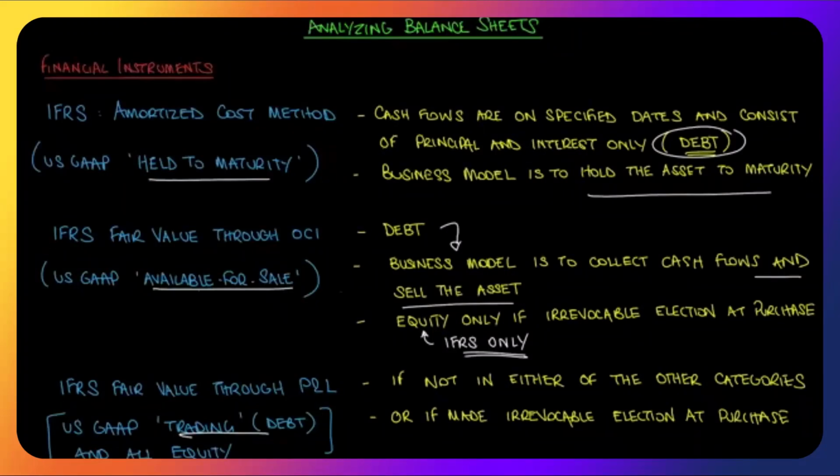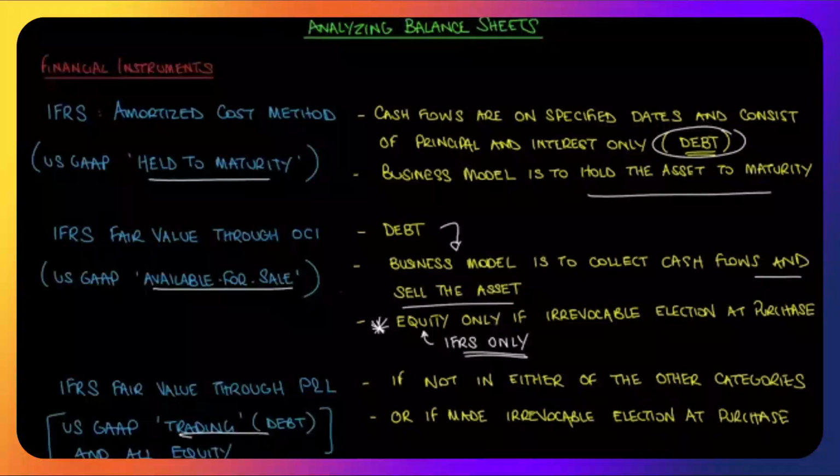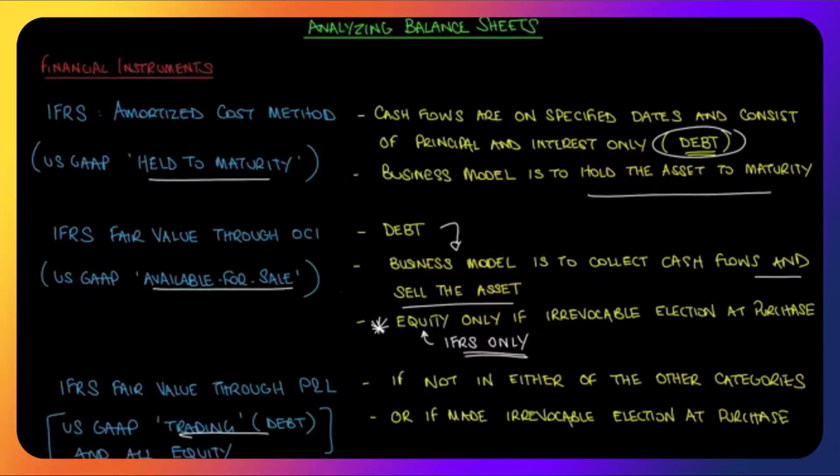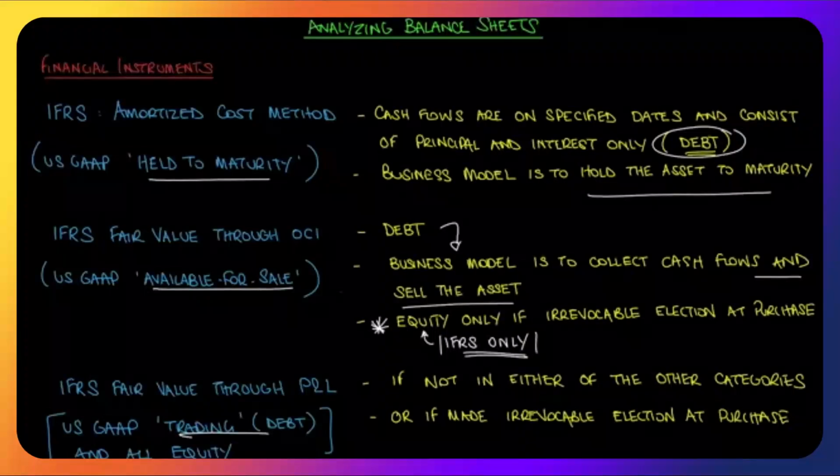And here's a little difference. I said most of the differences between the standards were terminology. Here is one difference. You can, under IFRS only, have equity as fair value through OCI. But you have to make an irrevocable election at purchase. You decide that's what you're going to do with it, fair value through OCI, and you cannot change your mind. If you do that, then you'll take any gains and losses on equity through OCI.